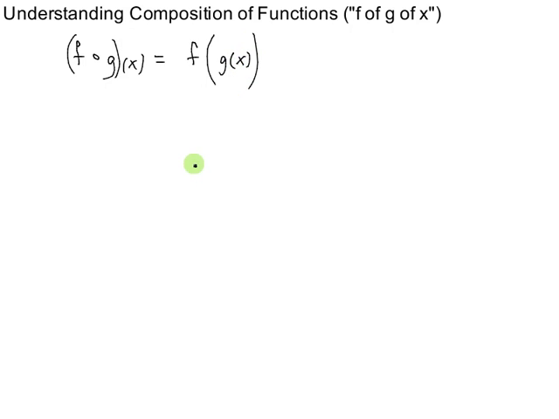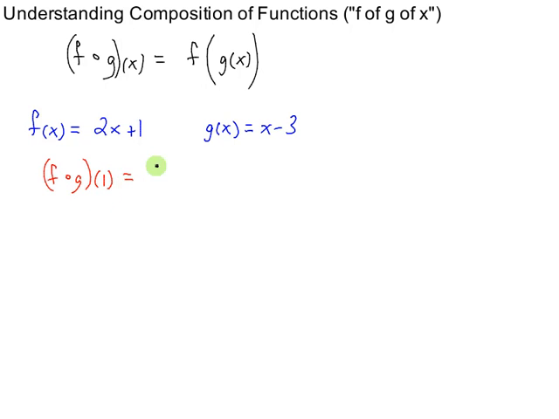Okay? So you can imagine if we didn't understand this notation, we should definitely understand this notation because it's simply function notation repeated twice. So for example, let me give you two functions f and g, and we'll see how this thing works. Okay, so here are two functions, f of x and g of x. And what we're going to do is we're going to find f of g of, let's say, 1.